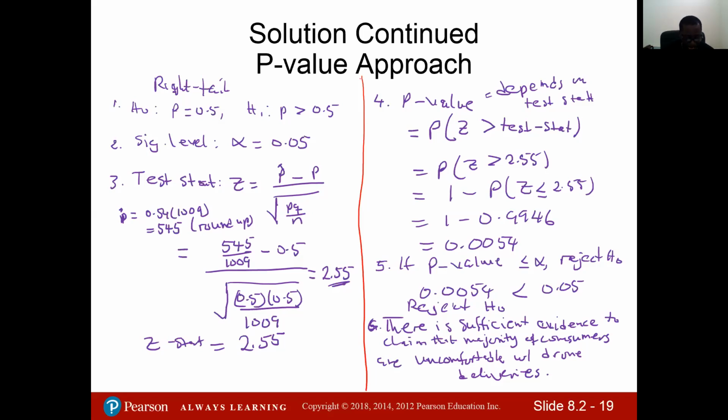Now, I can do this using StatCrunch to give me the same conclusions, and I'm going to show you how to do that before I look at the critical value approach for this. So let's go back and I'll share my StatCrunch with you.